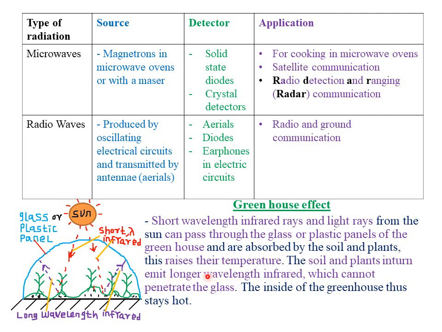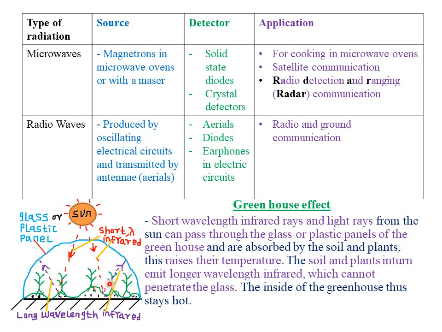Remember, when you increase the temperature, the wavelength of the infrared rays emitted will actually increase, because you have simply increased the kinetic energy of the molecules. So the wavelength will be far longer. The soil and the plants in turn will emit longer wavelength infrared rays. These are the ones in color purple, which cannot penetrate the glass.